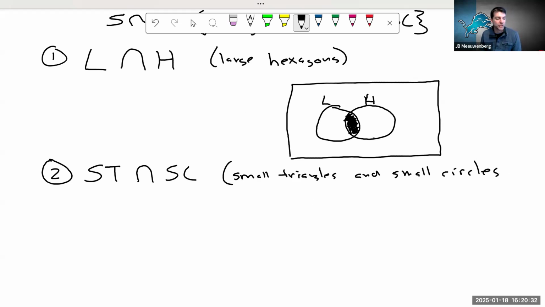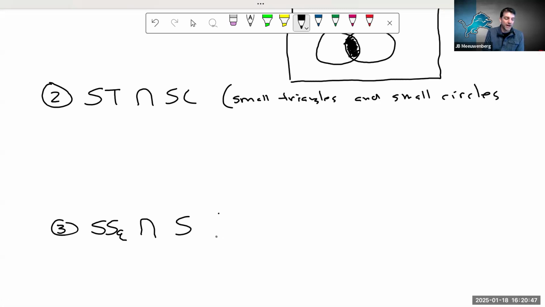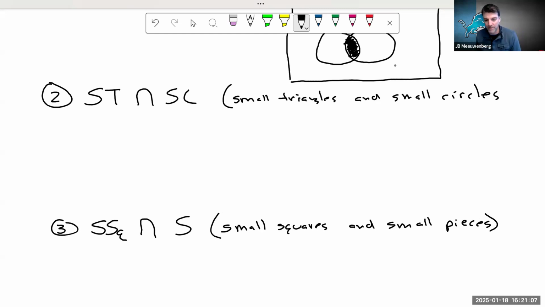Okay, so can you sketch a little diagram that looks like that? And then the third one we'll do is SQ, I'll put a Q for square so we know that's small squares, intersect S. And S all by itself is just going to represent small pieces. So this is going to be the intersection between all small squares and all small pieces. See if you can pause the video now and make a little sketch for both of these that looks like this one. I'll keep going.